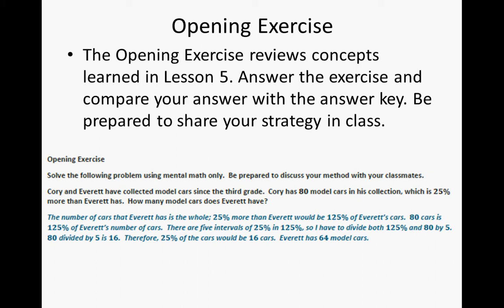There are 5 intervals of 25% in 125%. So I have to divide both 125% and 80 by 5. Well, 80 divided by 5 is 16. Therefore, 25% of the cars would be 16 cars. So therefore, Everett has 64 model cars.